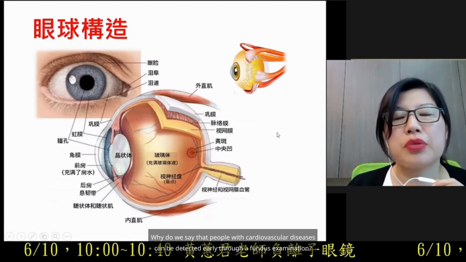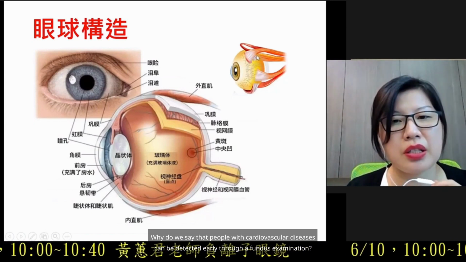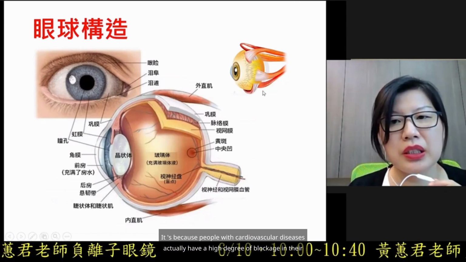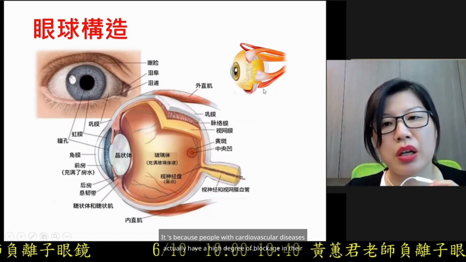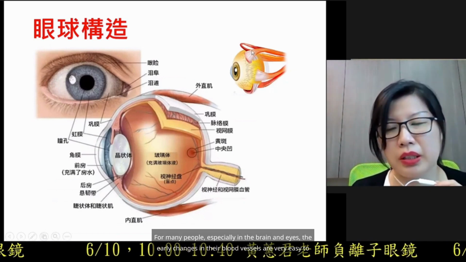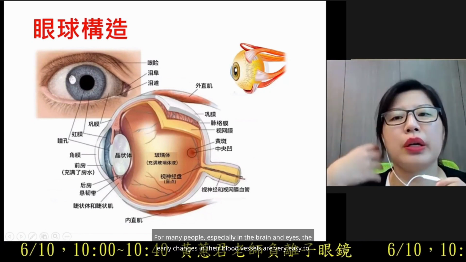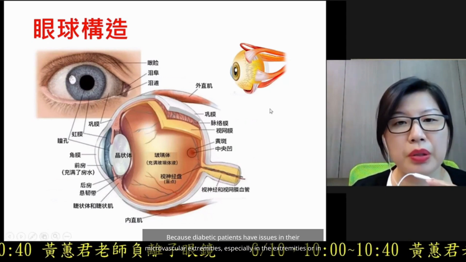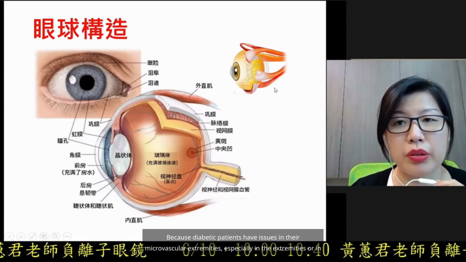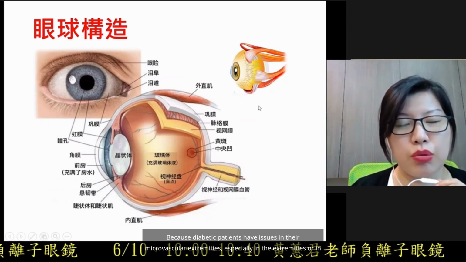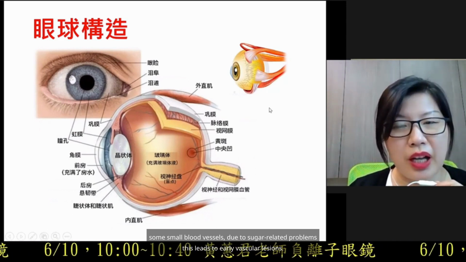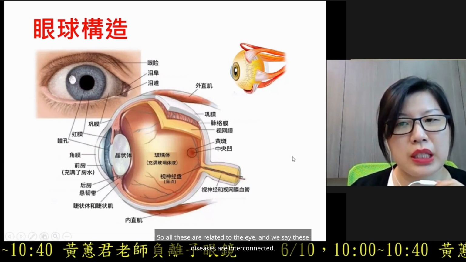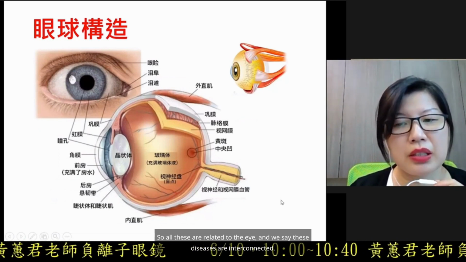Why do we say that people with cardiovascular diseases can be detected early through a fundus examination? It's because people with cardiovascular diseases actually have a high degree of blockage in their extremities. For many people, especially in the brain and eyes, the early changes in their blood vessels are very easy to detect. The second group is diabetic patients, because diabetic patients have issues in their microvascular extremities, especially in some small blood vessels due to sugar-related problems. This leads to early vascular lesions. So all these are related to the eye, and we say these diseases are interconnected.